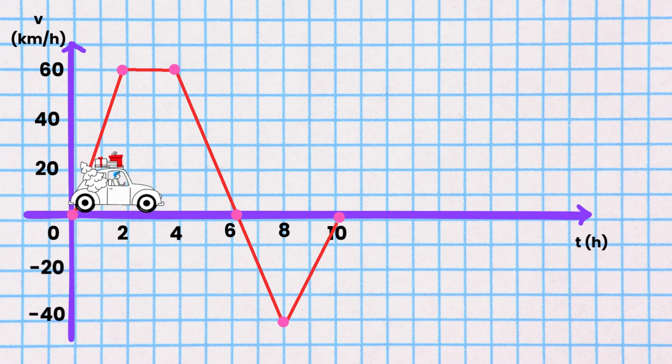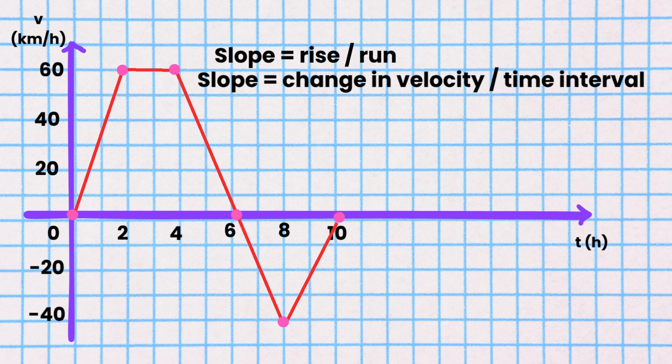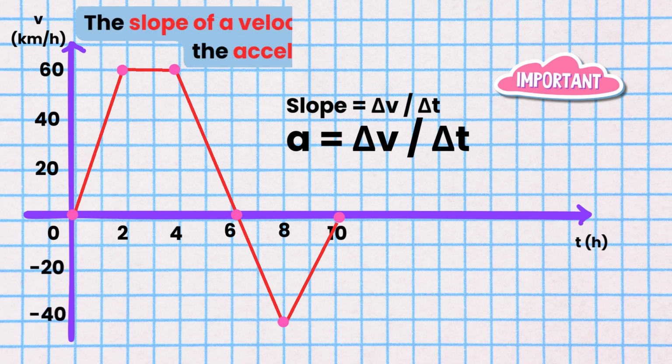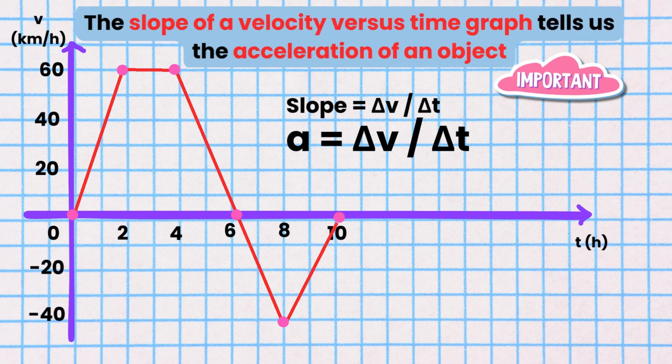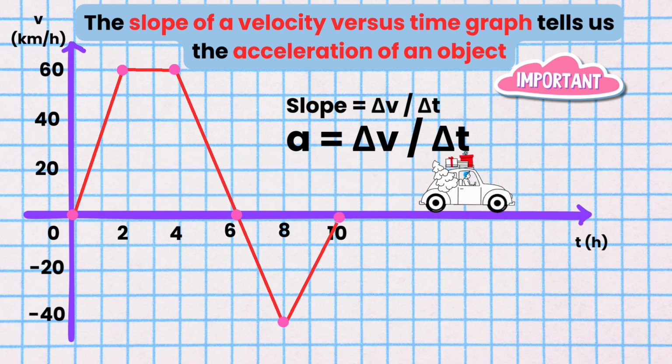Here is a VT graph showing Isaac's car trip. Slope of any segment equals rise divided by run, which equals change in velocity divided by time interval, which we can write as delta V over delta t. Since acceleration equals delta V over delta t, the slope of a velocity versus time graph tells us the acceleration of an object. Let us calculate Isaac's acceleration for each segment of the journey.